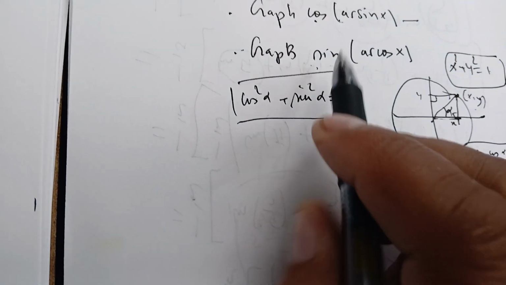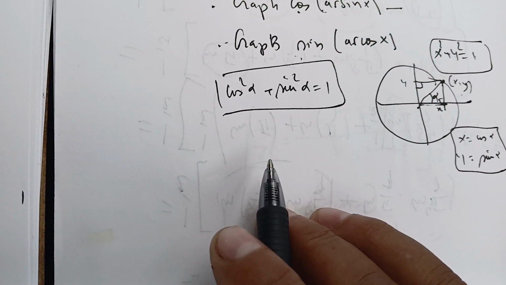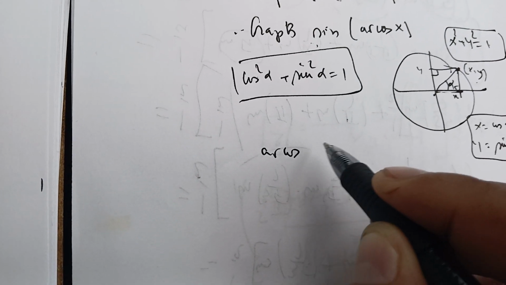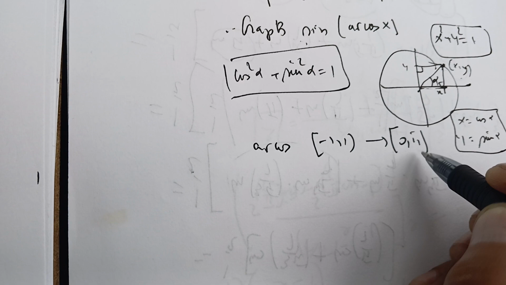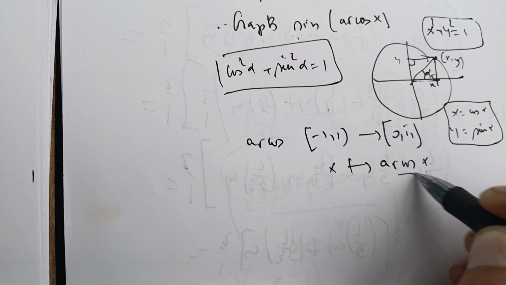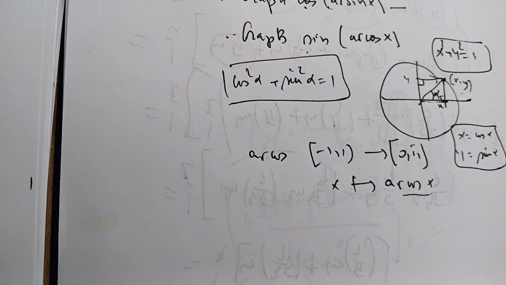Now we want to graph this one, sine of the arccosine of x. What's the arccosine of x? It's a function that's defined from -1, 1 to 0, pi, such that for each x it associates the measure of the arc. Let's see how.